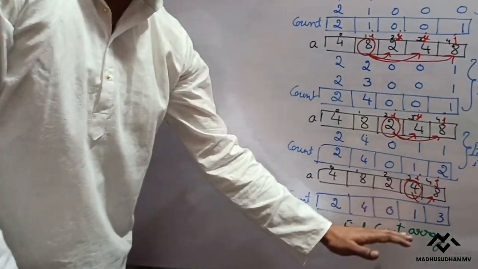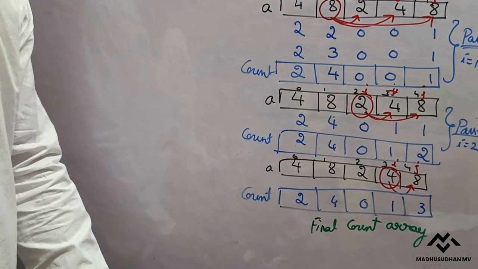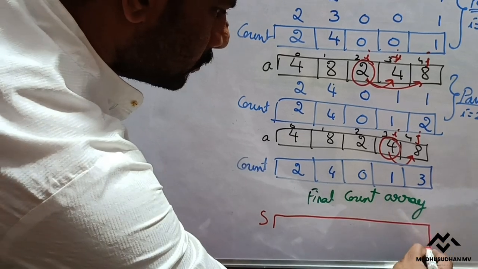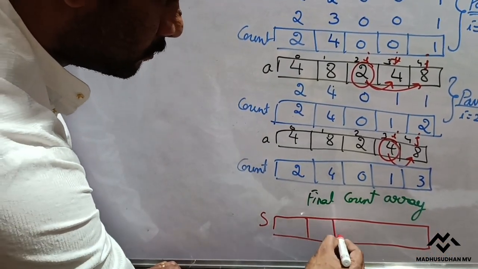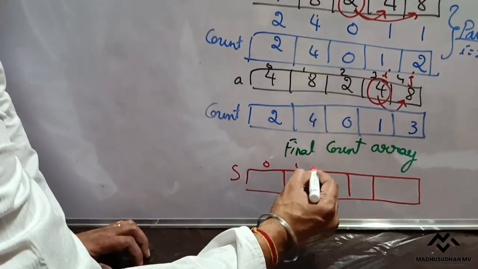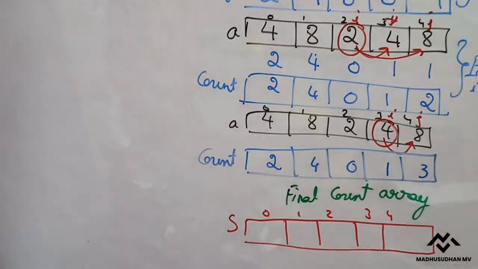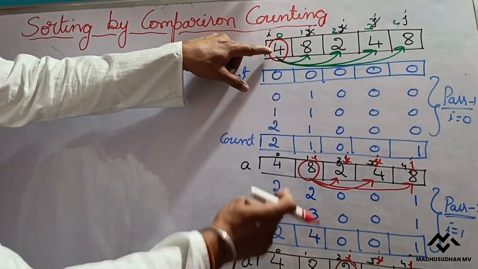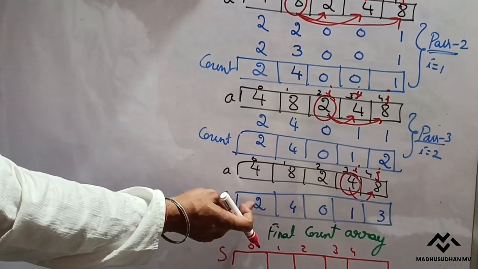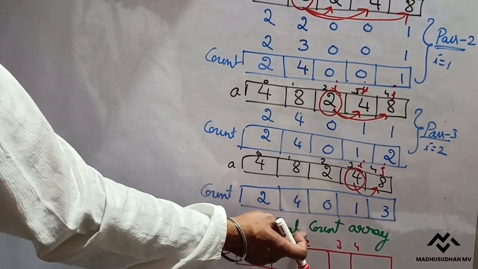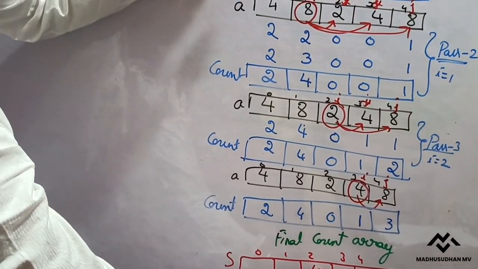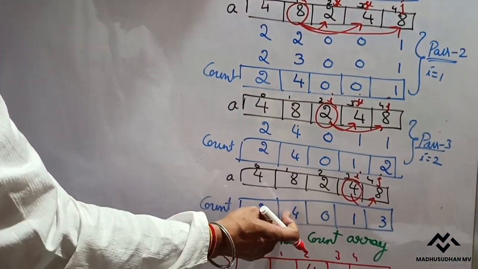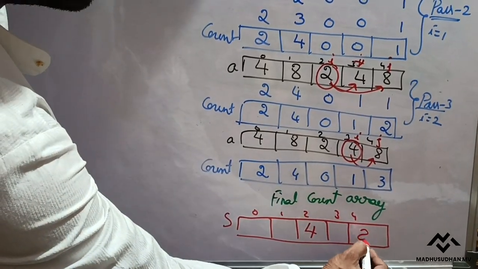Now this I need to place in the final sorted array. So how to write it? So simply place this, okay, element 4. This 4 element's count is what? Finally 2. That means write 4 in position 2. That means position 2, in this position write 4. Similarly, next 8. What is the final count of 8? Final count of 8 is 4. That means write 8 in position 4.